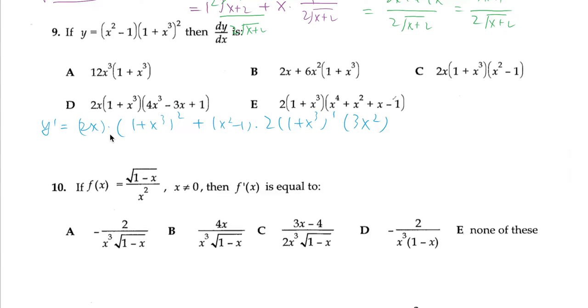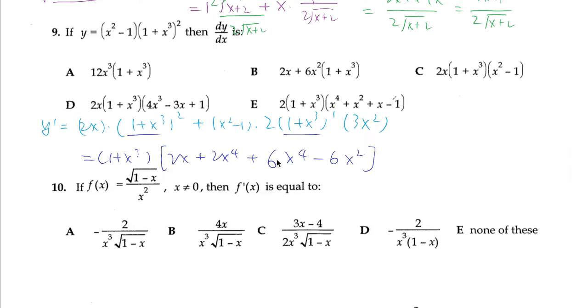Just take out all the common terms first. You can see this is a 1 plus x cubed, and there's another 1 plus x cubed, so you can take that out. So it's 1 plus x cubed. 2x multiplied by 1 plus x cubed is 2x plus 2x to the power of 4. Then we have x squared minus 1 times 3x squared, and there's also a 2 here, so 2 multiplied by 3 is 6. x squared multiplied by x squared is x to the power of 4, and then 1 multiplied by x squared will just be x squared.